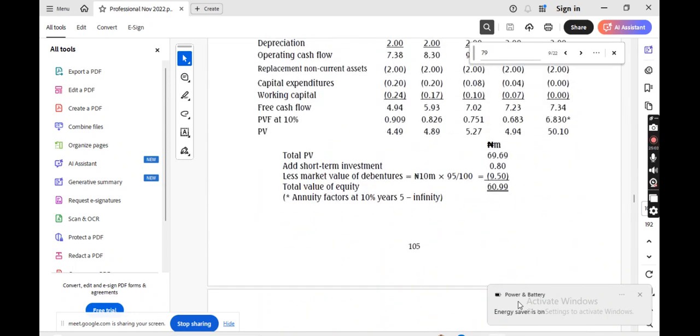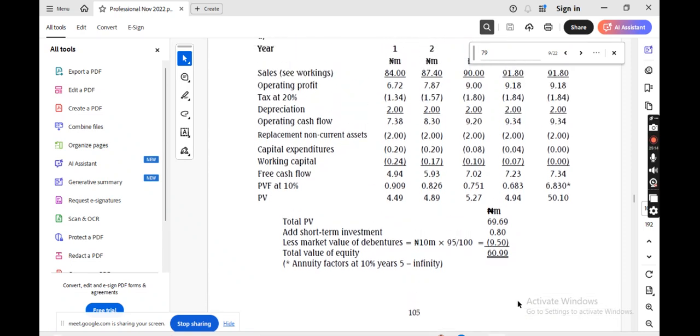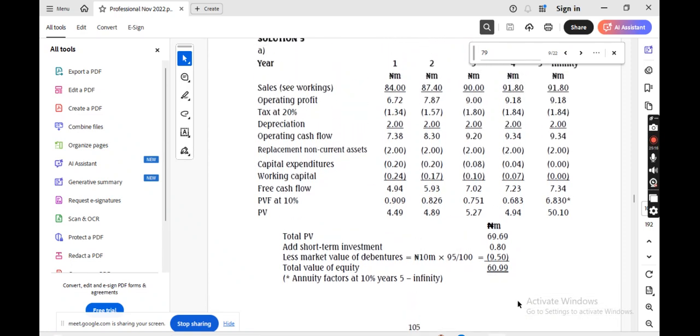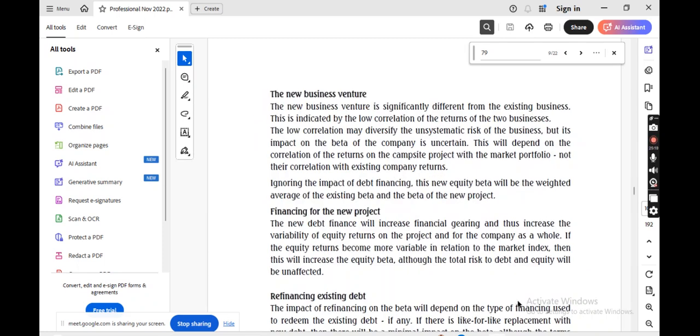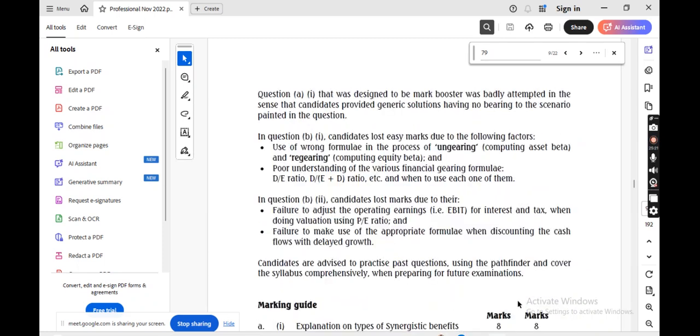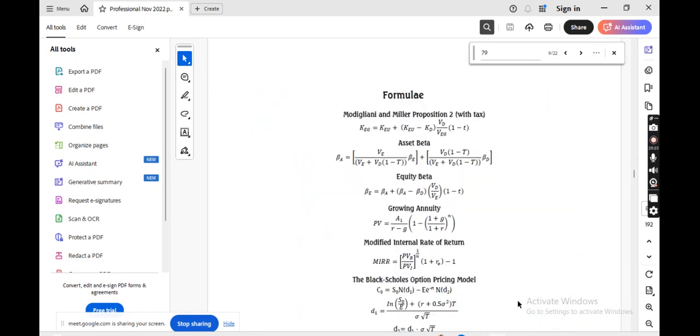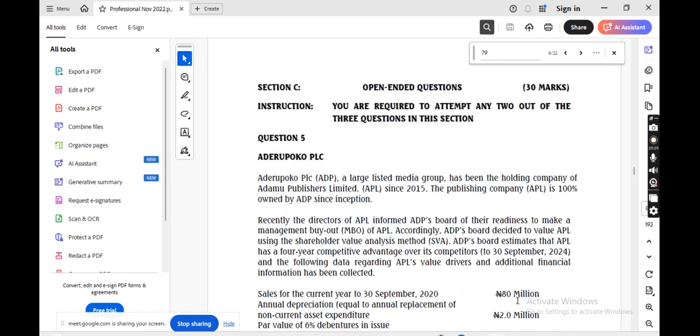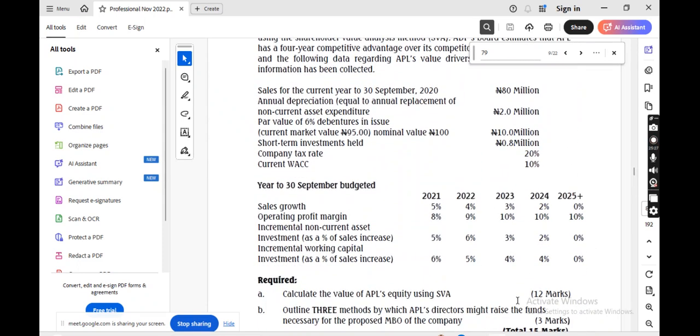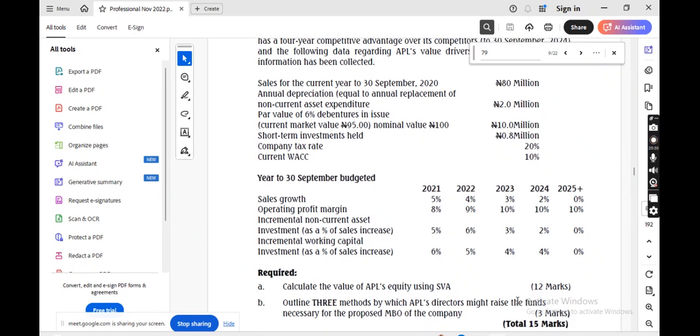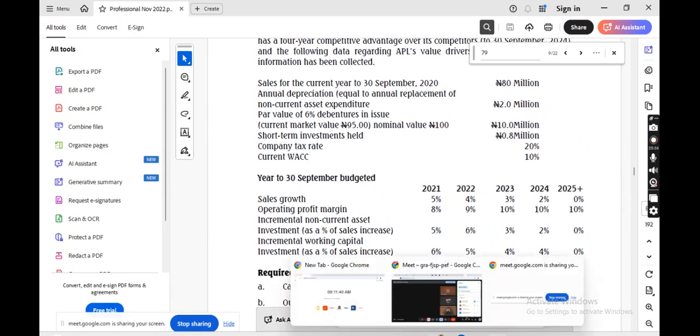And that was the examiner comment. Oh, they didn't even remove it. Okay, they added back the short-term investments. What could have happened to short-term investments? Okay, let's go back. Short-term investments. What could have happened?